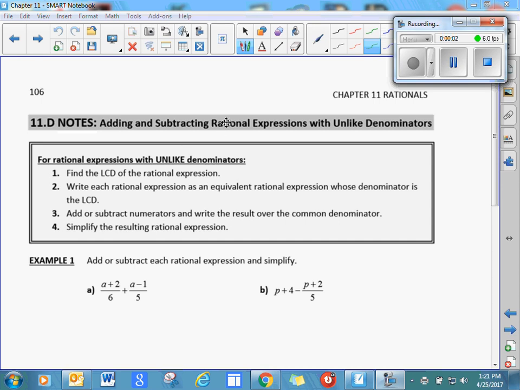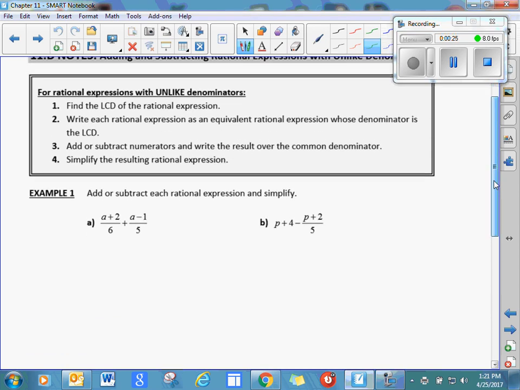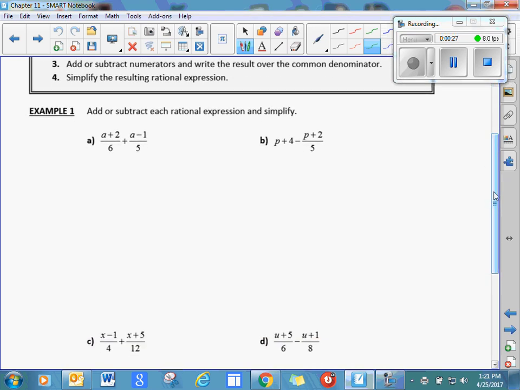Hello, team. We are on 11D, page 106, and we're going to continue to add and subtract rational expressions. This time, we're going to have unlike denominators. The last two sections, we've done like denominators, and we've done denominators that are opposites, and we've practiced combining those, and now we're going to switch to unlike denominators. So, of course, we need a common denominator, just like when you're adding or subtracting normal fractions. If they don't have a common denominator, you need to go get one.